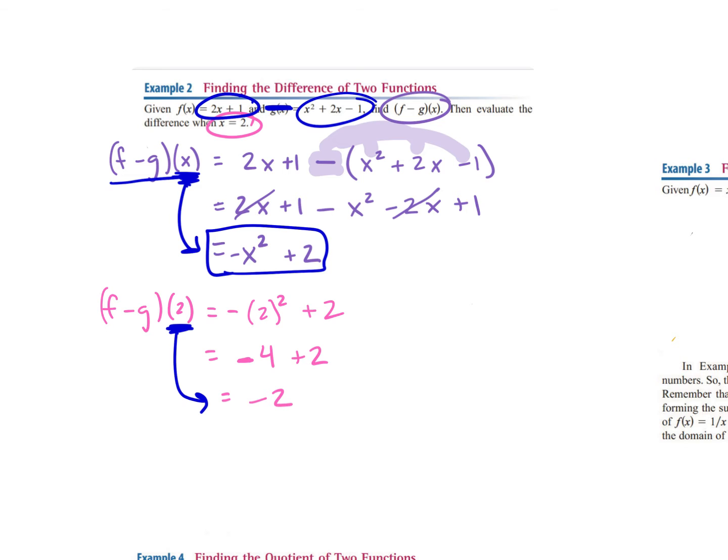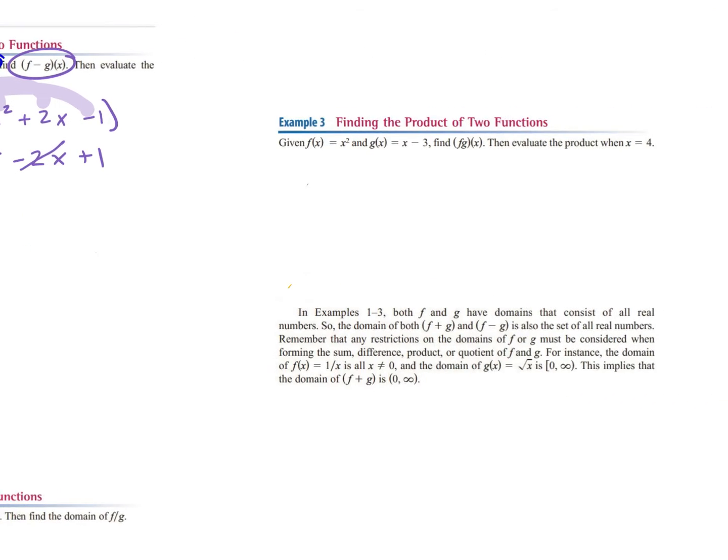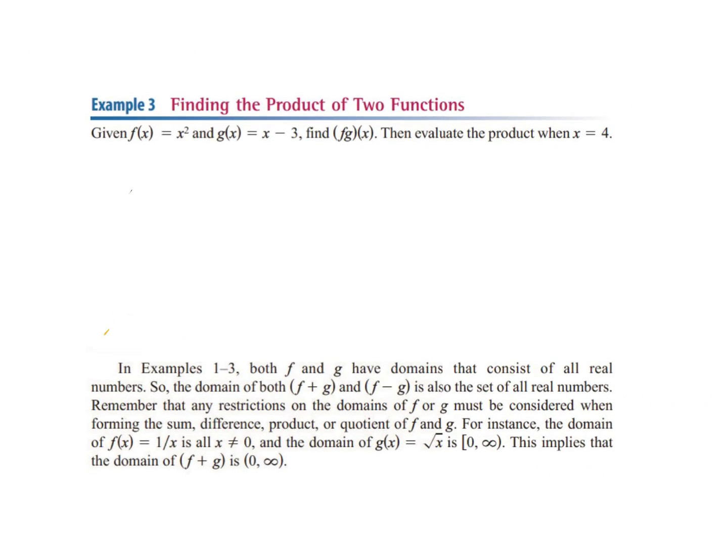Any questions here? All right, number 3. So here we want to find f times g of x. So the product of the two, we are multiplying. So f times g of x.